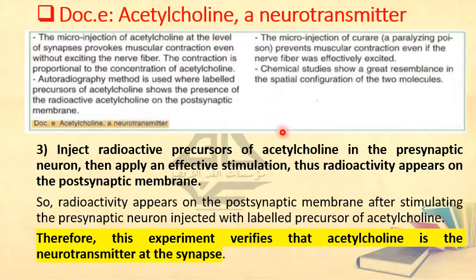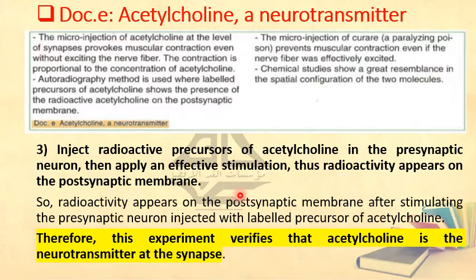Once they added precursors in the presynaptic neuron, and once they applied an effective stimulation, they noticed that the radioactivity appeared on the postsynaptic membrane. How can you explain this? It's very simple. This means that once stimulation took place, the precursors of acetylcholine underwent exocytosis, where the synaptic vesicles open and release them into the synaptic cleft, and then they bind to the specific receptors found on the postsynaptic membrane, and they cause muscular contraction.